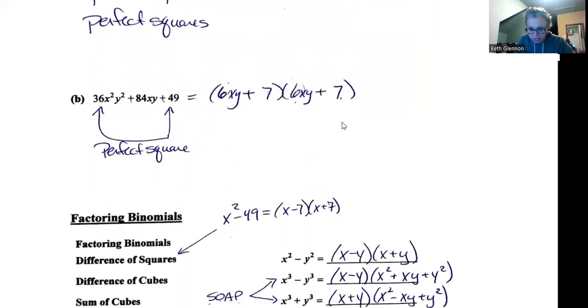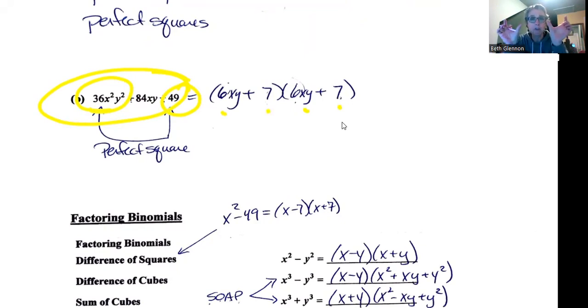Same thing as question letter B. I have two perfect squares, like bookends at the end of the trinomial. I've got 36x squared y squared, and 49. So I take the square root of both terms, put them in my two sets of parentheses, and I can just guess and check to make sure it's right.